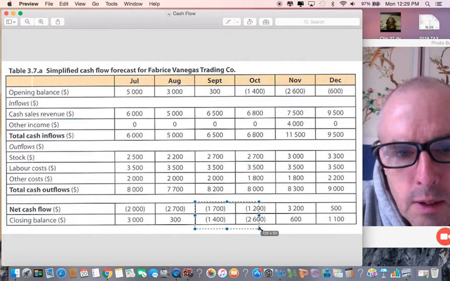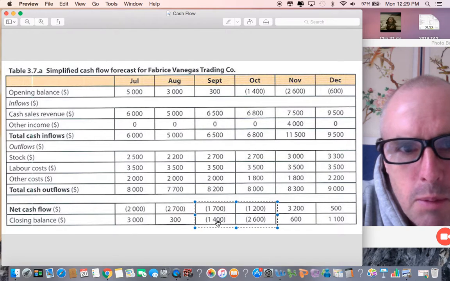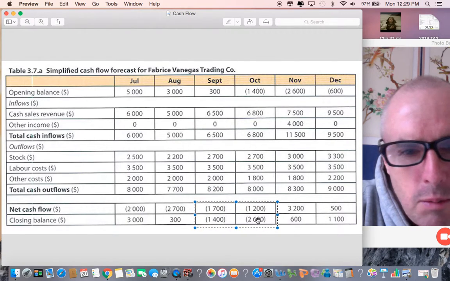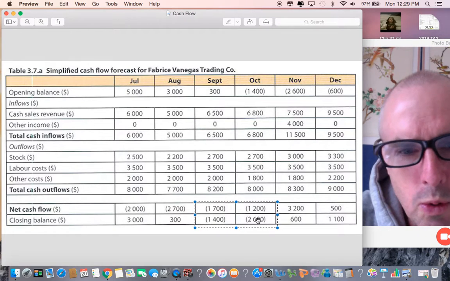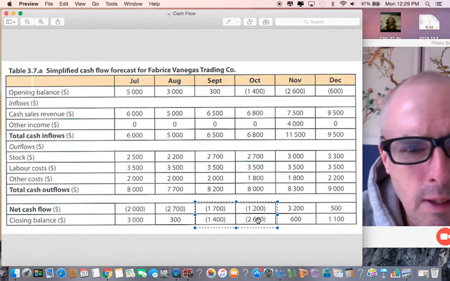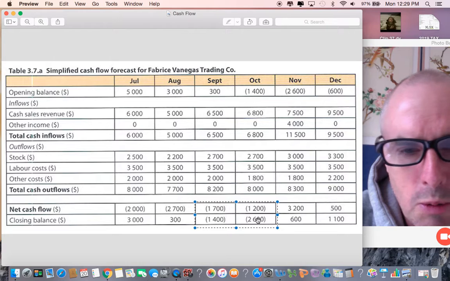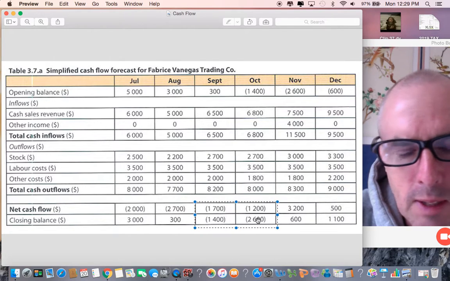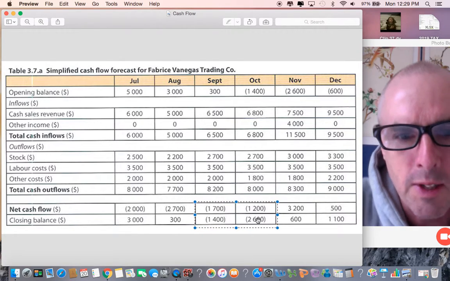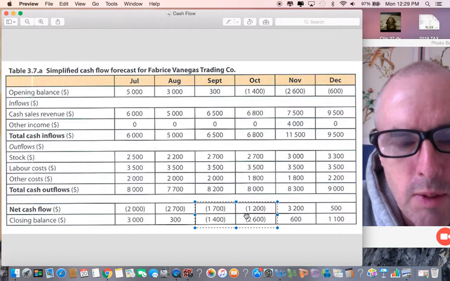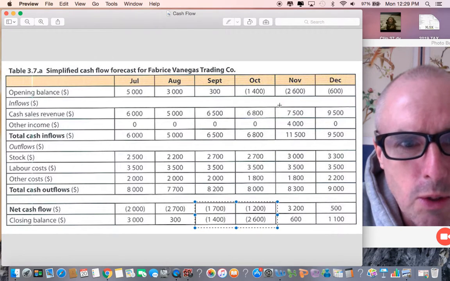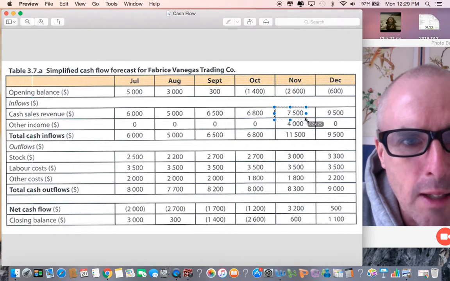You notice that we're carrying a negative balance for the month of September and the month of October. Maybe there was a storm, or maybe people went on strike. Maybe there was something else going on in the external environment that affected this cash flow. But eventually, as you can see, we've bounced back in the month of November. We've bounced back in the month of December.